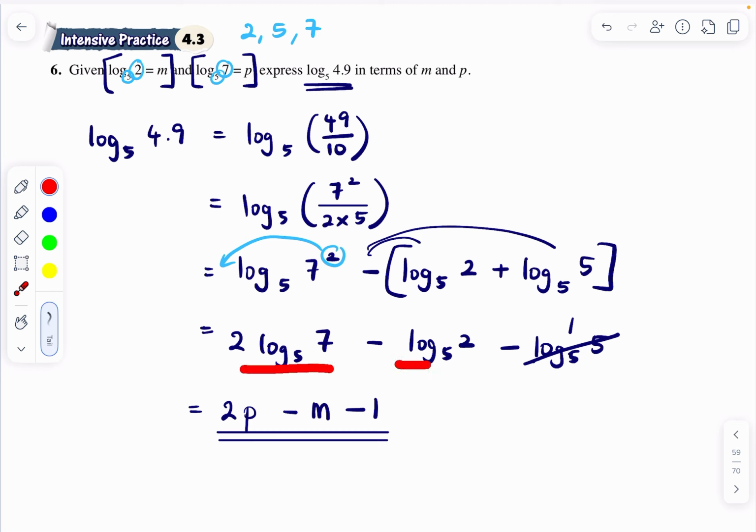Okay, so this is p, this is m, and this will just reduce to 1, log 5 5. If you have log 6 6, also same. Okay, if these two numbers are the same, it becomes 1. That's it.